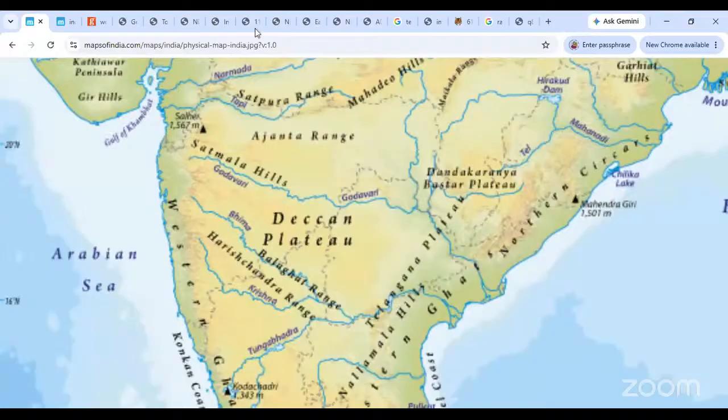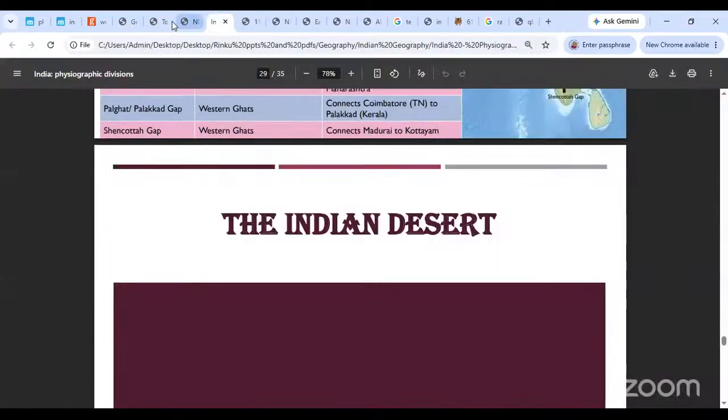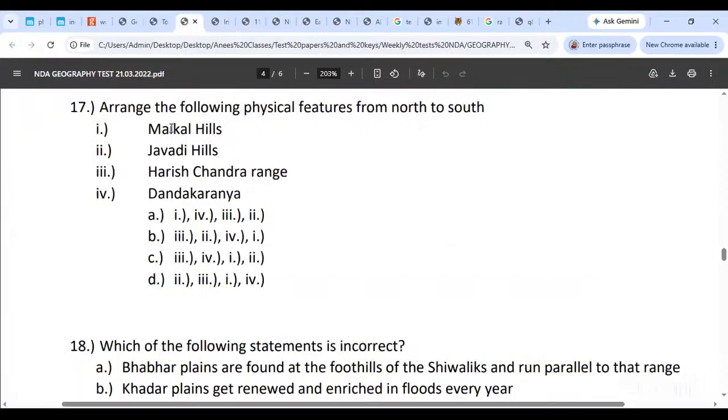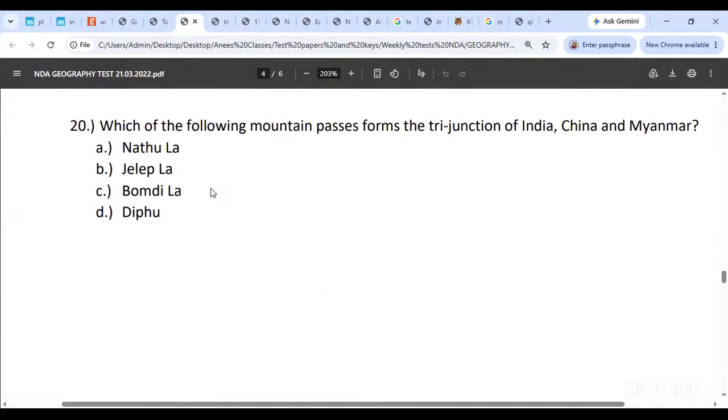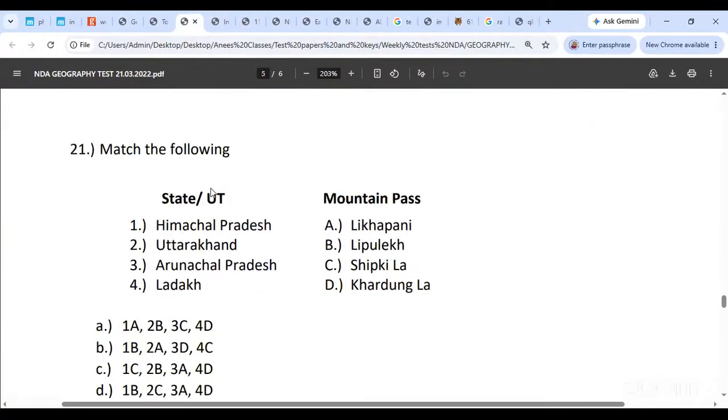Okay. Even if you do not know the exact order, you should at least know that the Javdi hills are going to be the southernmost part among all these. So clearly you should end with the 4 and end with the 2 and begin with the 1. Michael should be where you begin. Michael range should be the starting. We had done this yesterday when we had covered the part.